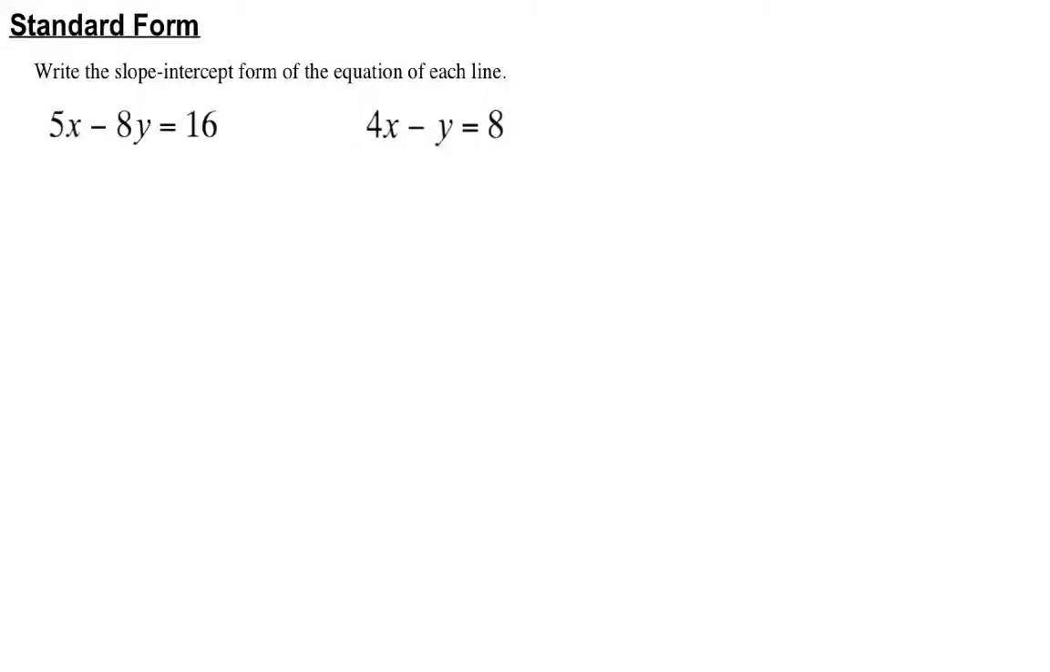Lesson 2 is all about standard form. A standard form is a linear equation that takes the form ax plus by is equal to c, where a, b, and c are all numbers. You can see an example of that here: 5x minus 8y is equal to 16. Do you see that?